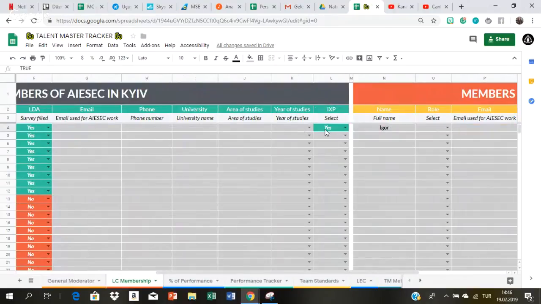Then there is IXP. If this person was on exchange before, you will put yes. This is very important. We are not going so deeply. For example, if this person was a member and then went on exchange, they can be a reintegrated member as well. So if this person was on exchange before, GE, GT, GB, it doesn't matter, we put yes. And this part is calculated on the general moderator, which is very important.